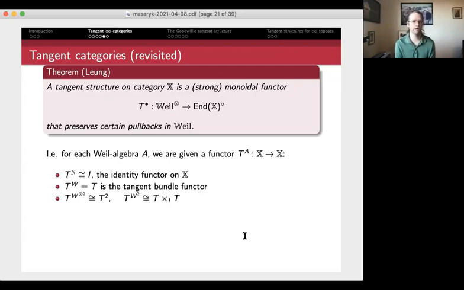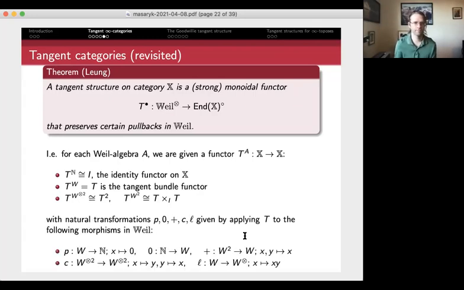And then these other two Weil algebras with two generators correspond to the double tangent bundle and this fiber product of T with itself over the identity. And that's that T ×_I T, that gives you the fiber product of two copies of tangent vectors over a point. And then I've written out, I won't read through this, how you get each of the natural transformations in the original definition, just by applying the functor T, I guess that should be T with a dot, to various different morphisms in the category of Weil algebras. So you can recover all of the structure maps that I mentioned earlier from this monoidal functor on the category of Weil algebras.